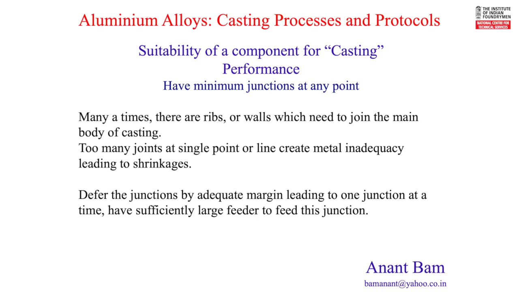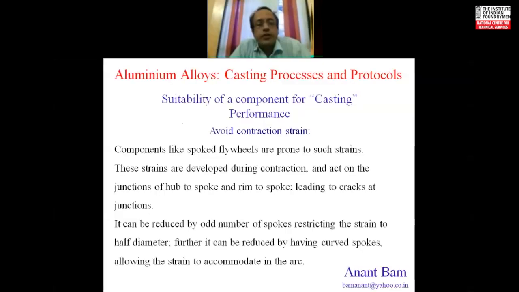Contraction strain. Components like spoke flywheels are prone to such strains. These strains are developed during contraction and act on the junction of the hub to spoke and rim to spoke, leading to cracks at that junction. It can be reduced by an odd number of spokes.